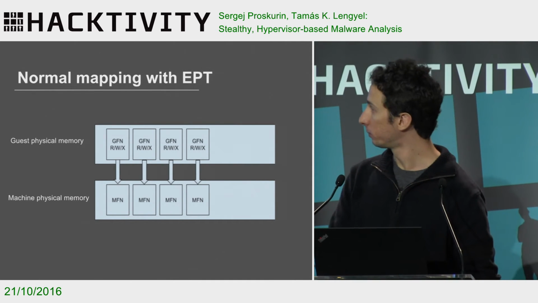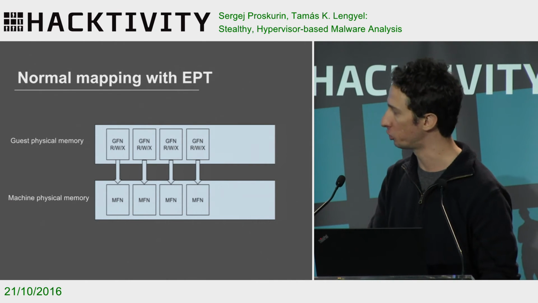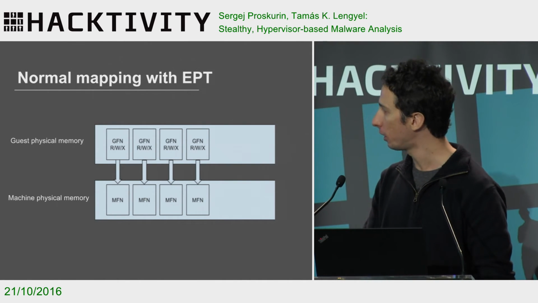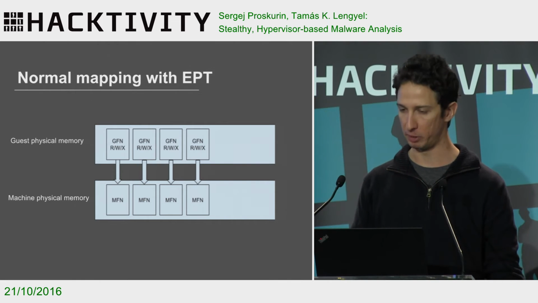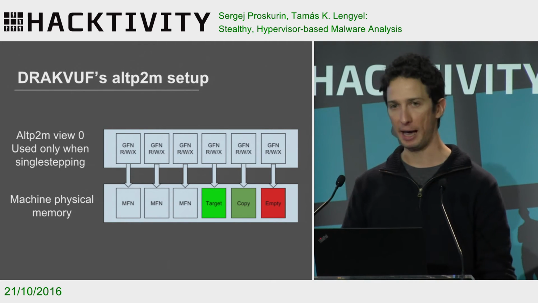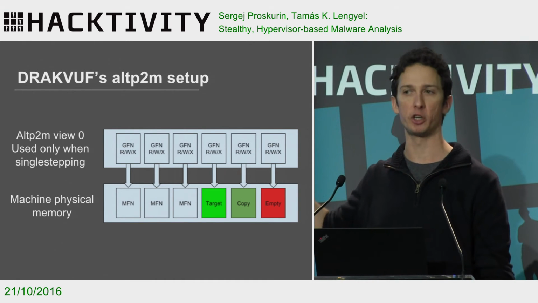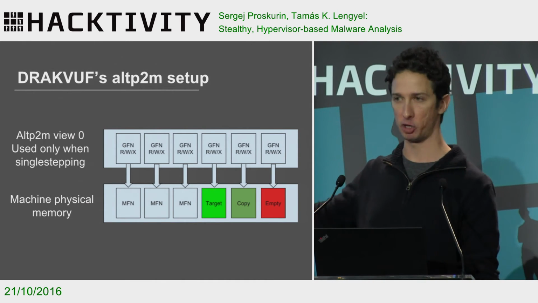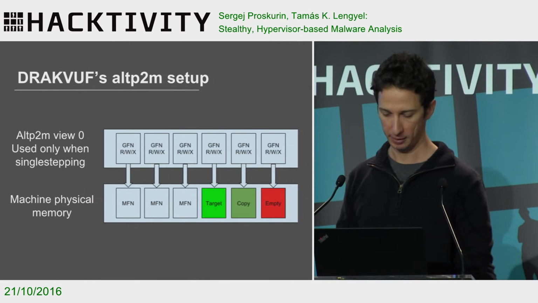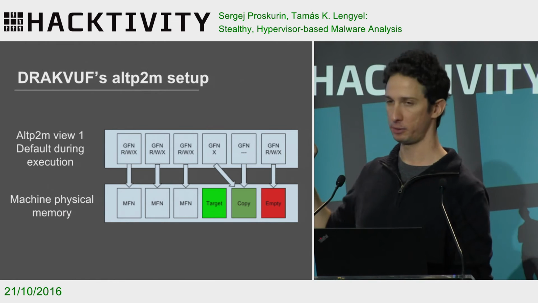All right. So again, normal mapping with an EPT looks pretty straightforward. It's a one-to-one mapping from guest physical to machine physical. There are the permissions, read, write, execute in EPT, and that's how you see it being used by normal hypervisors. Now with DrugProof and Alt-P2M, we have this Alt-P2M view 0, where we have, let's say, the target page where we want to inject breakpoints. We create a shadow copy of it right next to it, and then we also add just an empty page.